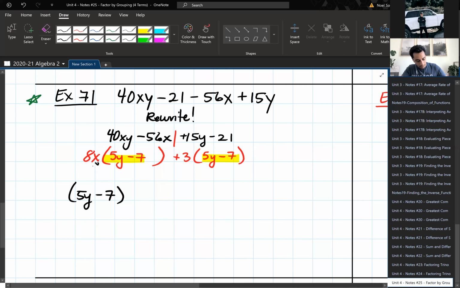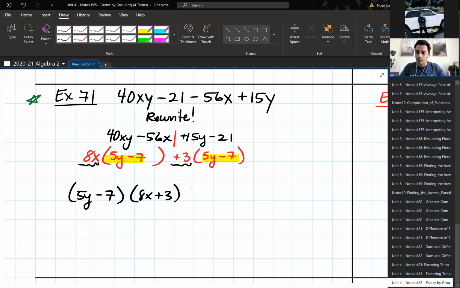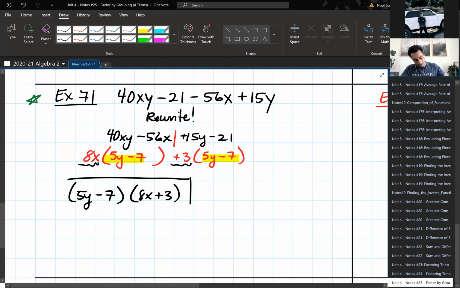And my leftovers are 8x and positive 3. So 8x plus 3 is my new term. Before I box, look at the two factors. Can those be factored any further? Is there a difference of squares? Is there a sum or difference of cubes? No, right? All right, so we're good. So now you know when you get to the end, always ask yourself, could I factor this one more time? Since the answer is no, we're going to box it.